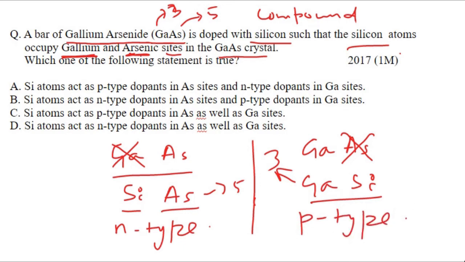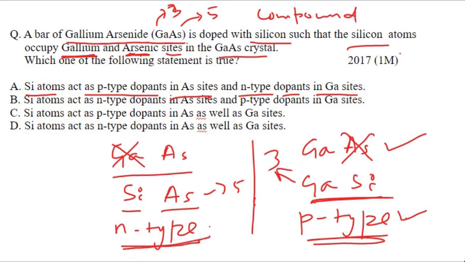Now let's see the options. So silicon atom acts as P-type. So this is a P-type in arsenic sites. Yes, so the silicon atom is acting P-type in arsenic sites. It's correct. And N-type dopants in gallium sites. So it is acting as N-type dopants in gallium sites. So our option A is correct.